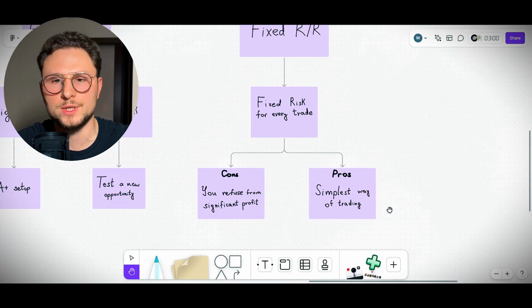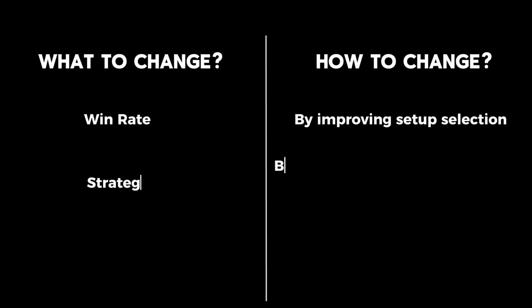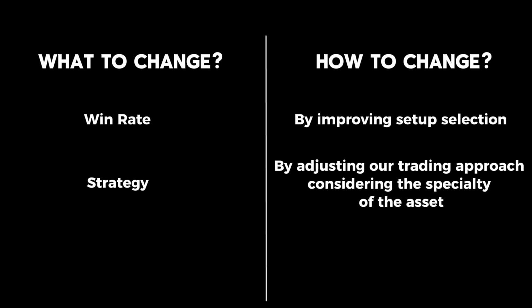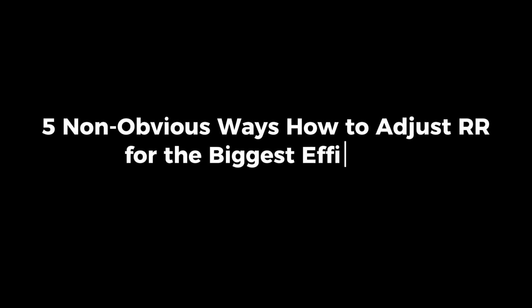So either we have to change the win rate by improving our setup selection, or we change the strategy for the certain asset, or we change the trading asset where our strategy will be more profitable. Now, the last part: 5 non-obvious ways to adjust this parameter RR for the biggest efficiency.